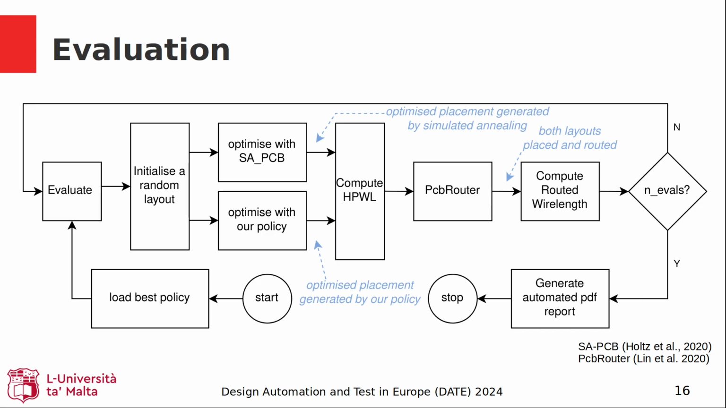Having looked at the performance from the machine learning perspective, now it's time to evaluate the best policies on unseen circuits and measure their performance alongside a simulated annealing baseline in terms of the post-routing wire length. So the process starts by generating a random layout that is separately optimized by both the baseline algorithm and our best policies. Afterwards, the optimized layouts are routed using the A star algorithm, and we perform this process up to 4 times and average the results.